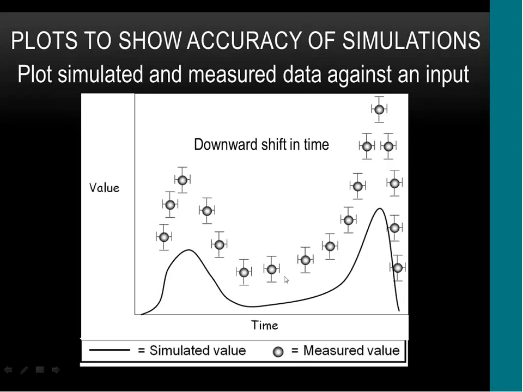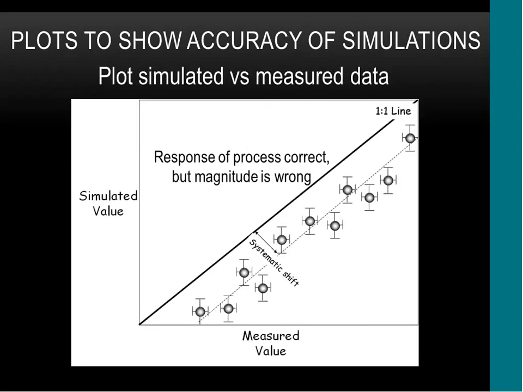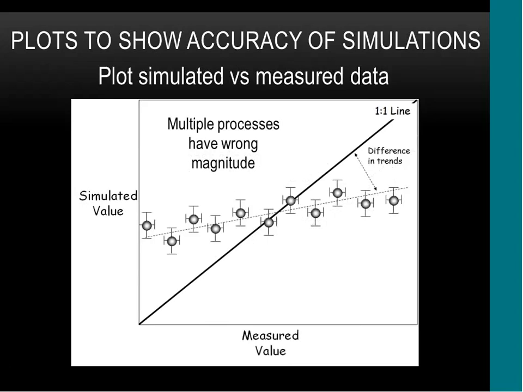So here we're showing a significant error where the model is under-predicting what the measurements are telling us it should be. Okay, so the response of the process is correct, but it's the magnitude or the amplitude that's wrong. Okay, so that's telling us about the association. So now what happens if we're getting this sort of pattern? What this tells us is that we've got the wrong magnitude, perhaps, but multiple processes are going wrong here because we're not fitting this one-to-one line. So here we're getting a significant under-prediction, and here we're getting a significant over-prediction.